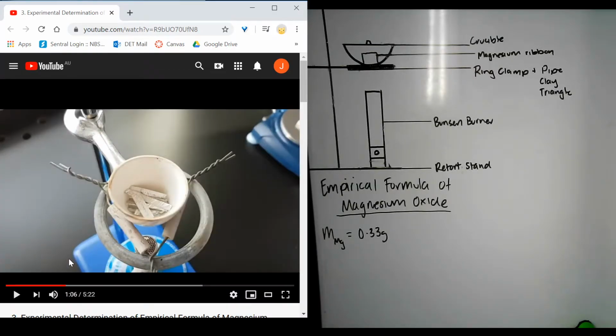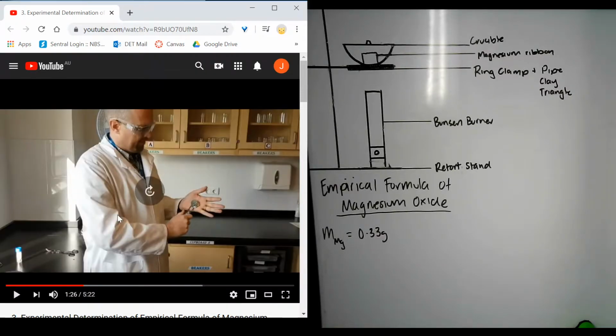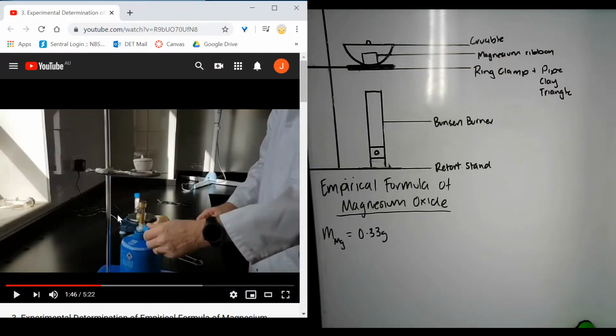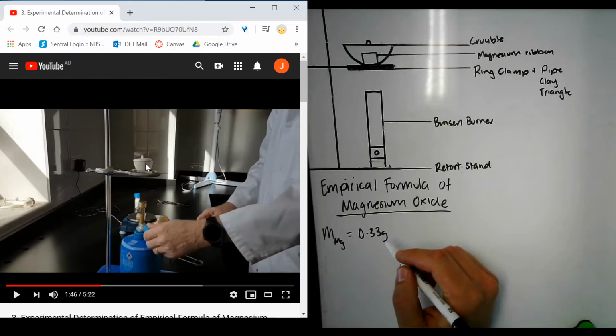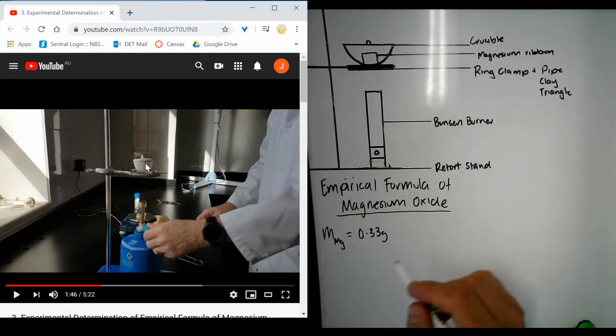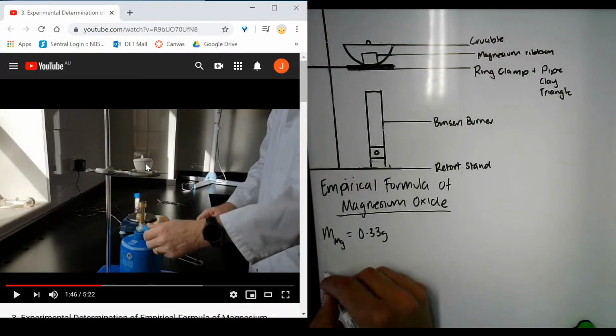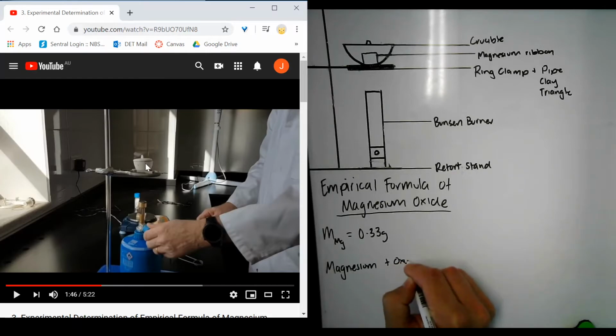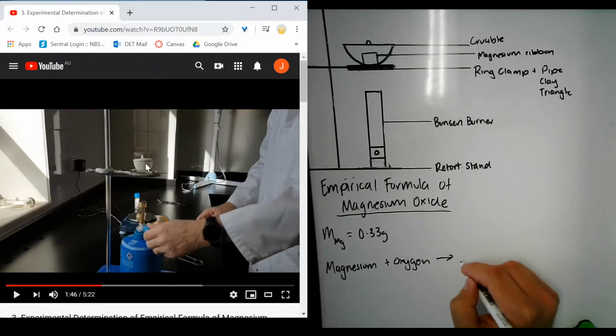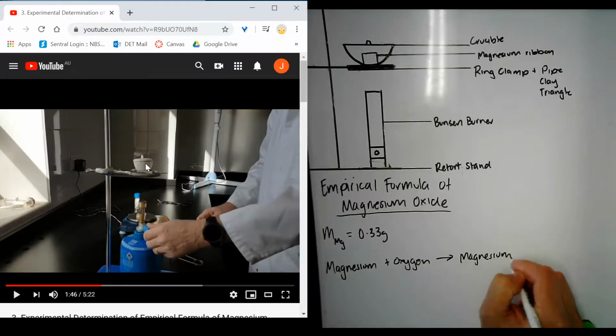Moving on, he now puts the magnesium, in a crucible sitting on a pipe clay triangle within a ring clamp, and he's going to heat it. When he heats it, we're going to hope that this magnesium reacts with the oxygen inside of the crucible to form magnesium oxide. I'm just going to write this as a word equation now: magnesium plus oxygen presumably forms magnesium oxide. So the reaction proceeds.